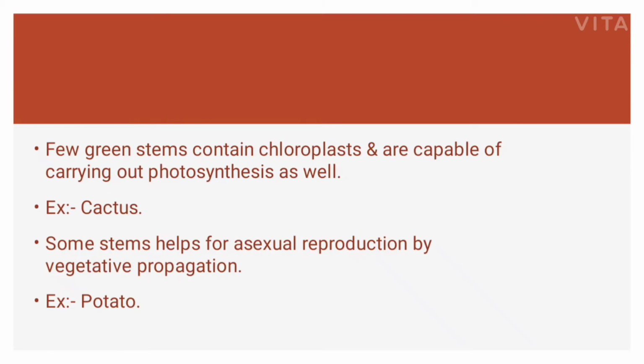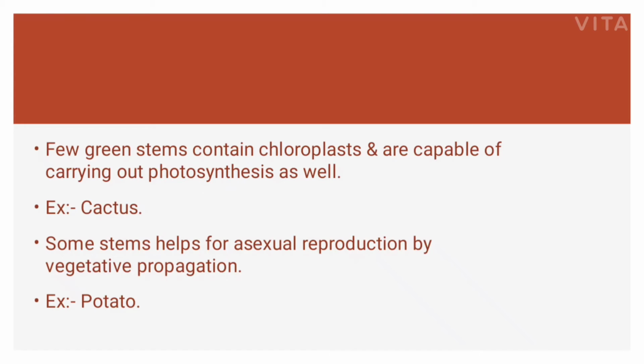A few green stems contain chloroplast and are capable of carrying out photosynthesis as well. For example, cactus. Some stems help in asexual reproduction by vegetative propagation. Vegetative propagation means Shakiya Prajanan.